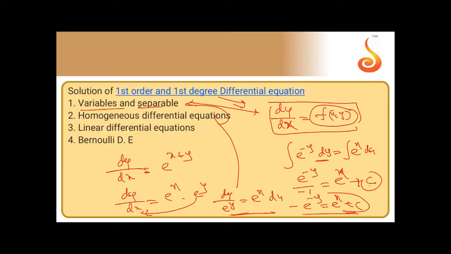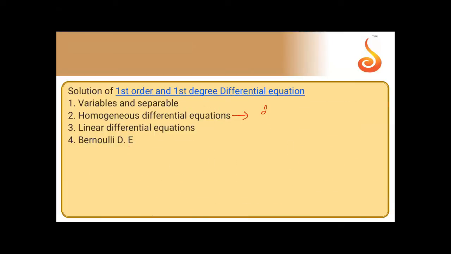This is the solution of the given differential equation dy by dx equal to e power x plus y. So separate the variables and then integrate to get the solution. That is the method of solving variable separable form. If variable separable is not possible, you can go for another type of equation, which is called a homogeneous differential equation. When it is not possible to convert the equation to variable separable form, you can go for HDE.